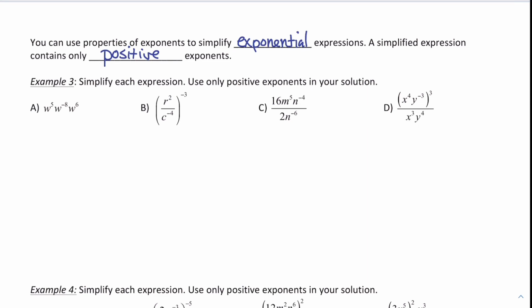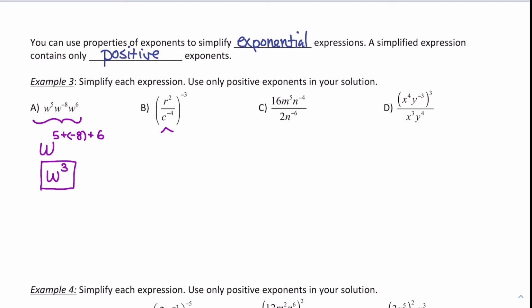So in this one we have a product of all three things have the same base. So we can take the single base w, and then the rule was to add the exponents. So we're going to see 5 added to negative 8 added to 6. Okay, and when we add all that together, we get 3. So w to the third power, w cubed.